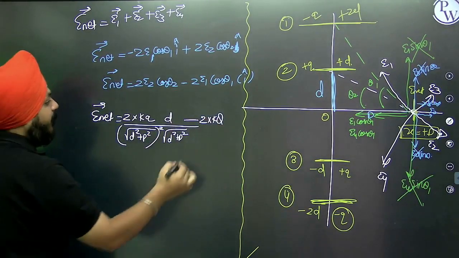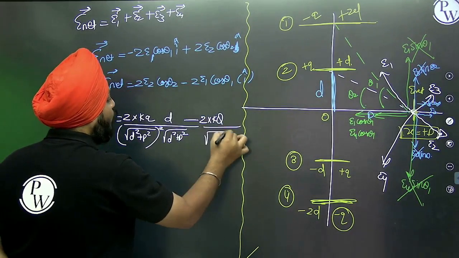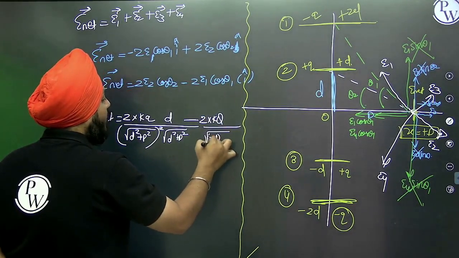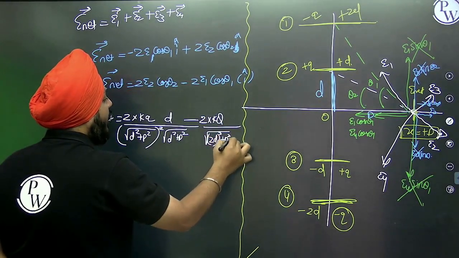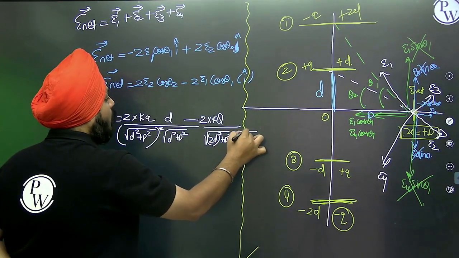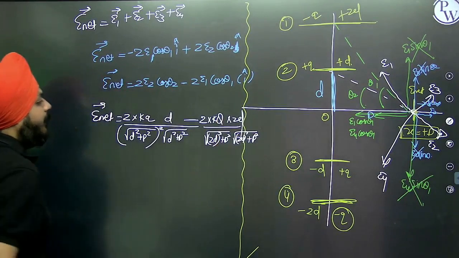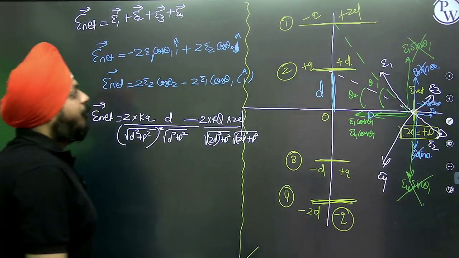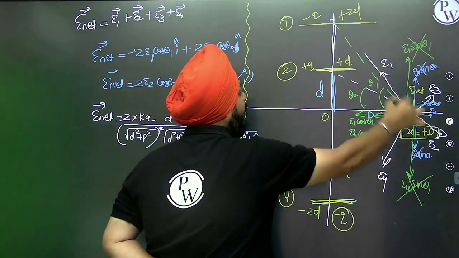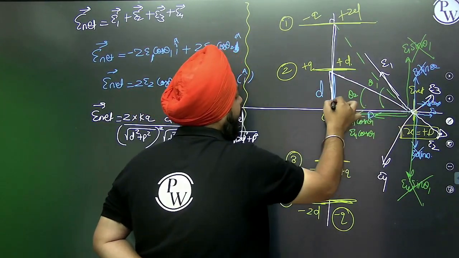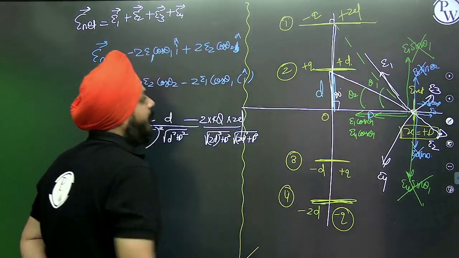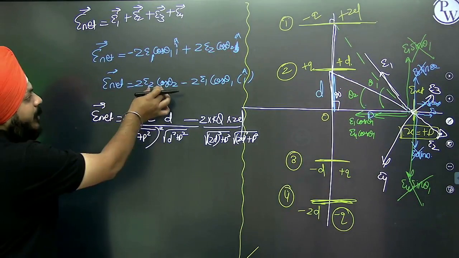What is the cos theta 1? So this is going to be under root of 2d whole square plus D square, into 2d. For theta 1, this is a triangle. For theta 2, this is a triangle. Both are making 90 degrees. So I have replaced the cos theta.